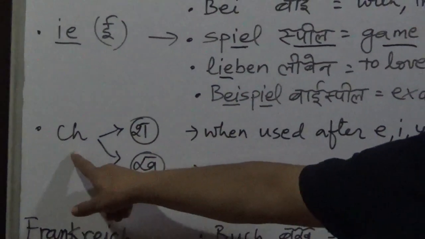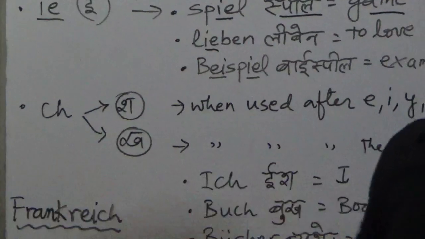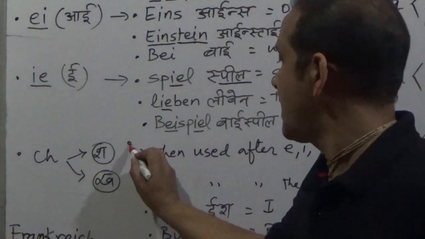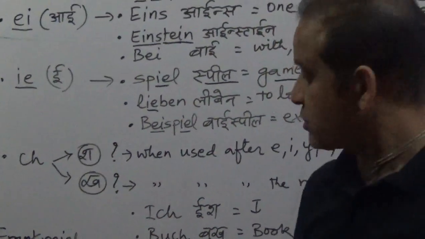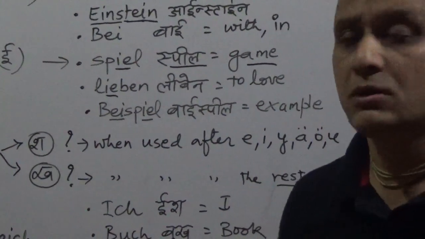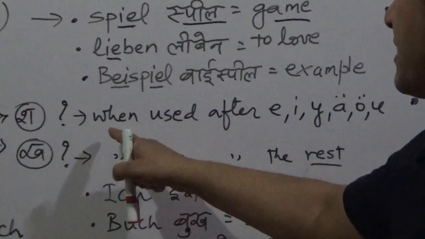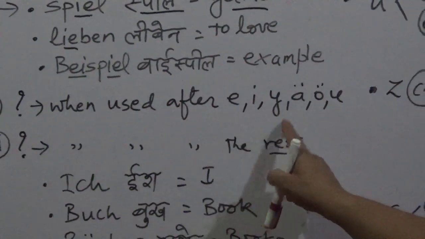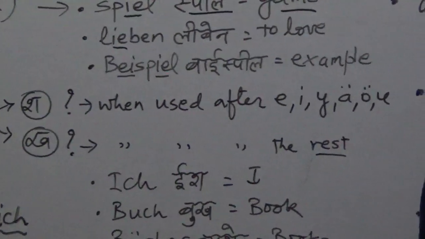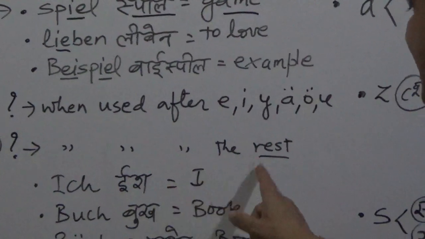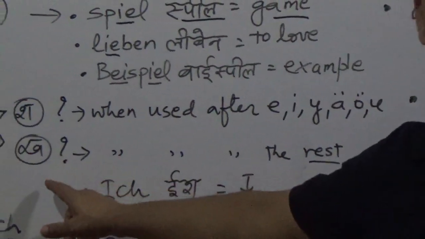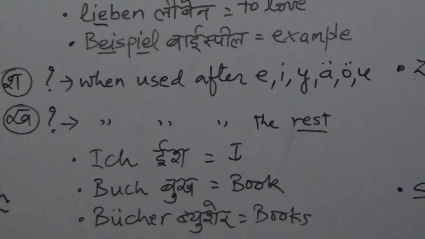Then we have the next one, that is C-H. It gives sometimes the sh sound and sometimes the h sound, and we want to know when it gives the sh sound and when the h sound. The answer is: when used after E, I, Y, A umlaut, O umlaut or U umlaut, it will give the sh sound. When used after the rest, other than these, it will give the h sound. To understand it better, take the help of the examples.